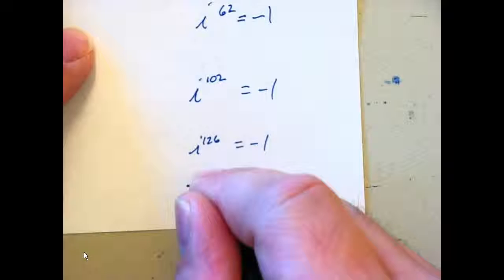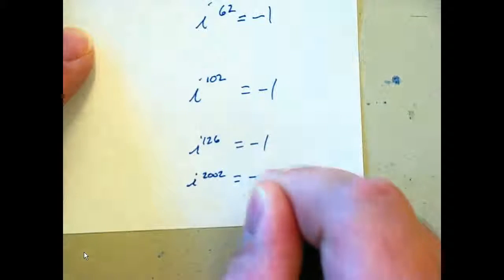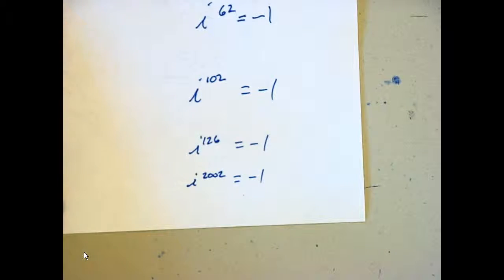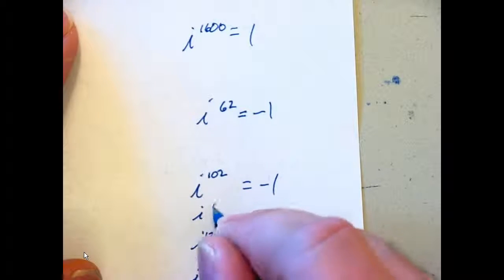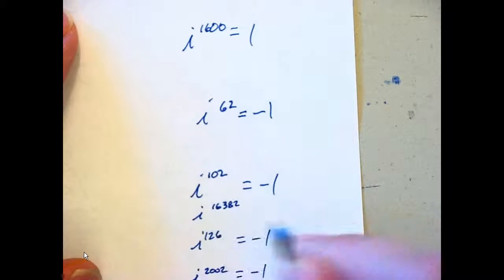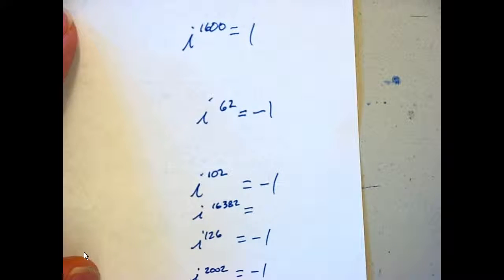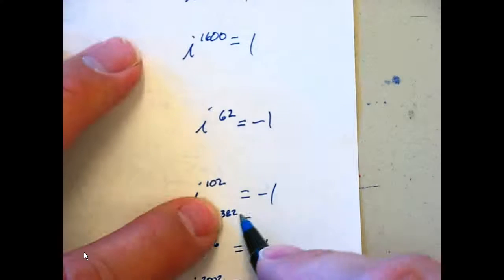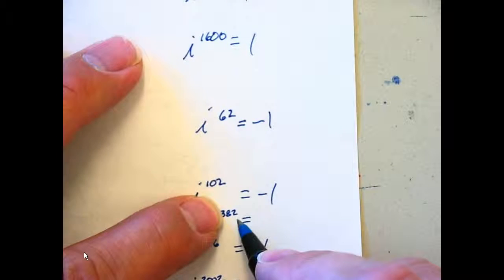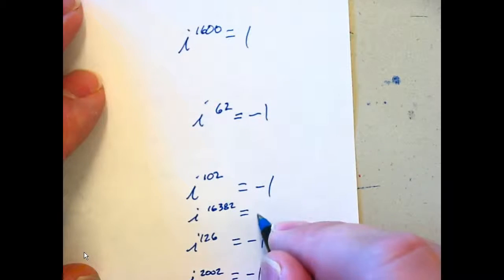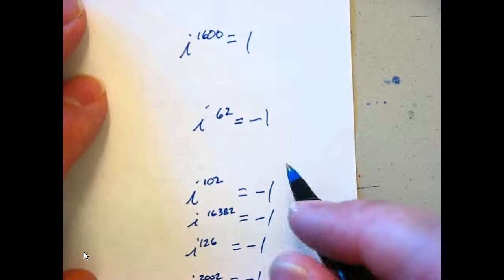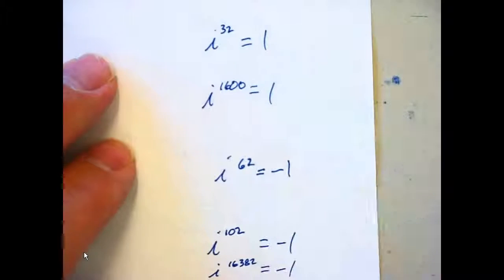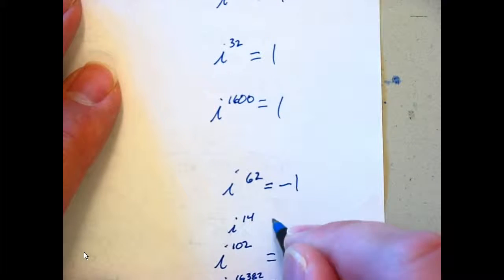Yes? I to the 2002. Very good. Yeah, Evan. I to the 16,382. Now, you guys, the other way to test for 4, rather than cutting in half, because that's pretty big, you could just look at the last 2 digits, and if it's divisible by 4, then 4 goes into it. And that is negative 1. Yes. I to the 2nd. We already said that. Yes. I to the 14th. All those work. Okay, we're going to move on.